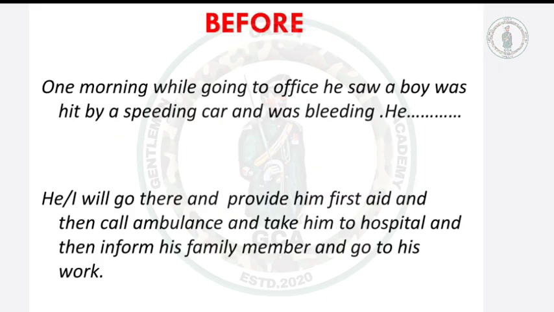Now let me give you an example of how I used to write. For example, the situation is: one morning while going to office he saw a boy was hit by a speeding car and was bleeding, he dash. So I used to write like this. Sometimes instead of he I used to write I. He will go there and then provide him first aid and then call ambulance and then take him to hospital and then inform his family member and go to his work. So this is how I used to write. So you can see the response is very long.